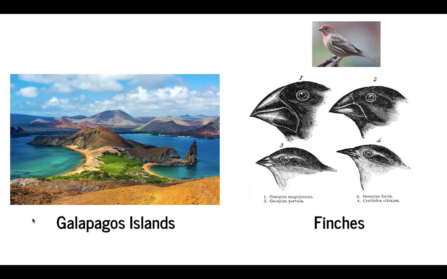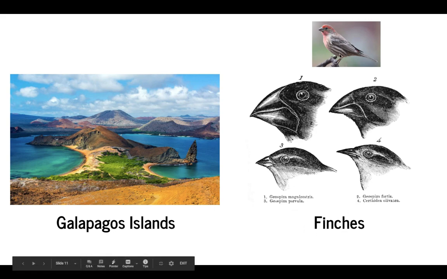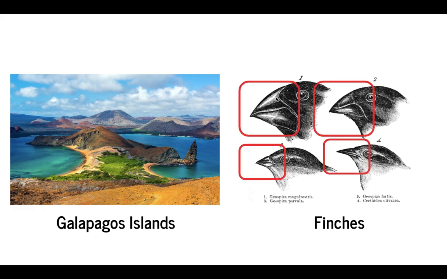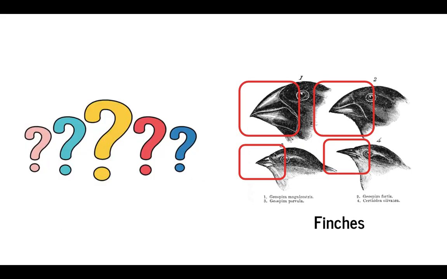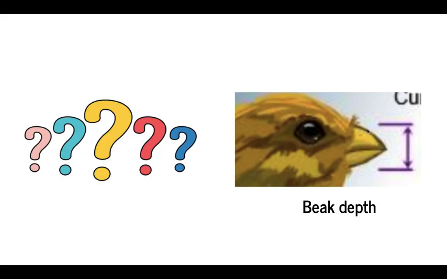Today we'll look more at natural selection as we look at finches, which are a type of bird, on the Galapagos Islands. Charles Darwin noticed that the finches all had different beak depths, and he wondered why. Beak depth is how deep or long a beak is from the top to the bottom.